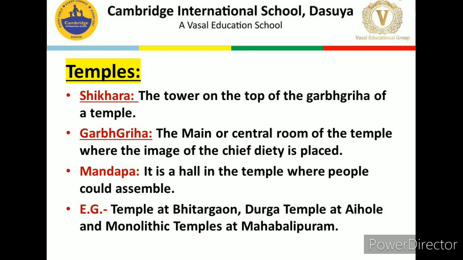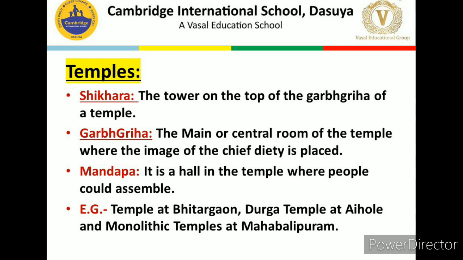Now the next topic, that is temples. You might have discussed temples in this chapter. The temples have two or three main features. One is the shikhara. Shikhara means the tower on the top of the Garbhagriha of a temple. So firstly let us discuss what the Garbhagriha is. Garbhagriha is the main or central room of the temple where the image of the chief deity is placed. Whenever we visit any temple, we will find there is a main room where the image of the chief deity has been placed. That is known as the Garbhagriha. And Shikhara is a tower on the top of that Garbhagriha outside the temple.